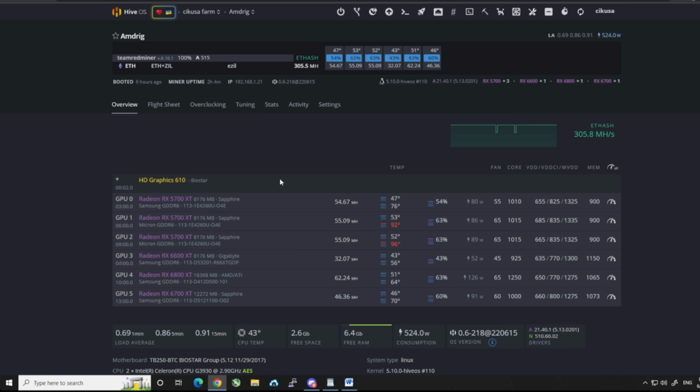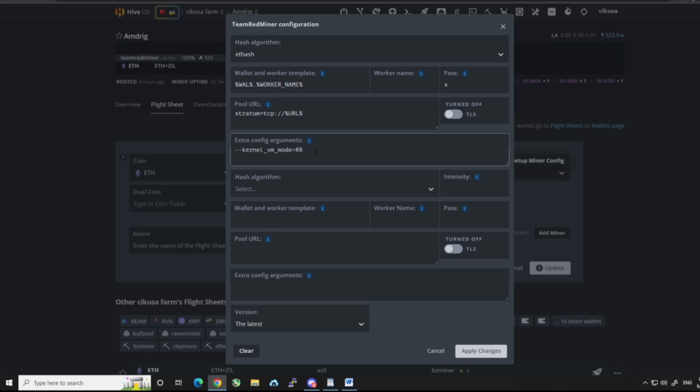So what I was going to say is the first thing that we're going to do is update the driver, as I said. And then the next thing we're going to do is to enable R mode. Enabling R mode is going to be the same as on Radeon 7s and on Navi 10s. Because you can see, guys, this rig is actually a mix of Navi 10s and Navi 20s, so the flight sheet is going to be the same. The argument that we're going to apply is basically kernel VM mode RR, which is going to force all of the cards to R mode. And that is basically it. Once we apply it, the rig is going to reboot itself and R mode is going to be running.